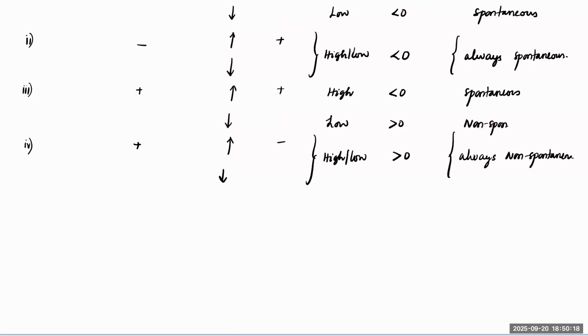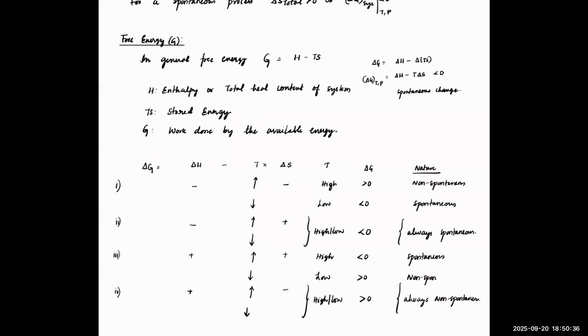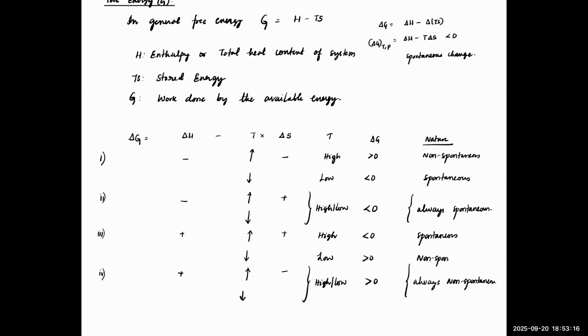And lastly, the most unfavorable condition for spontaneity is having an endothermic change and at the same time a negative entropy change. Then it is always going to be a non-spontaneous change. Everybody, please look into the definition of delta G and how it is defined for spontaneity. Okay, go through it quickly, then we'll go ahead.